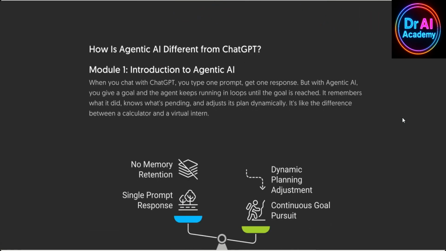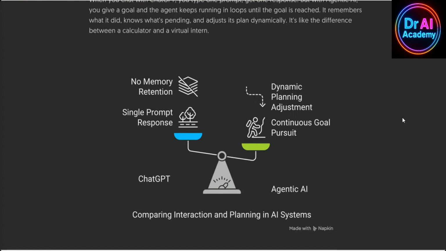How is agentic AI different from ChatGPT? Good question. When you chat with ChatGPT, you type one prompt, get one response. But with agentic AI, you give a goal, and the agent keeps running in loops until the goal is reached. It remembers what it did, knows what's pending, and adjusts its plan dynamically. It's like the difference between a calculator and a virtual intern.